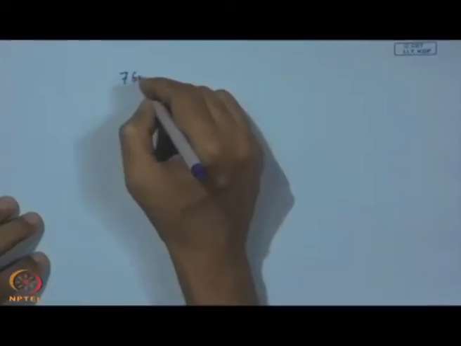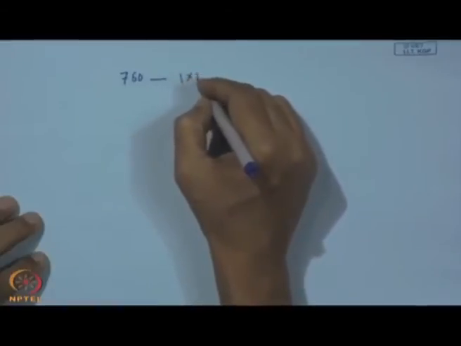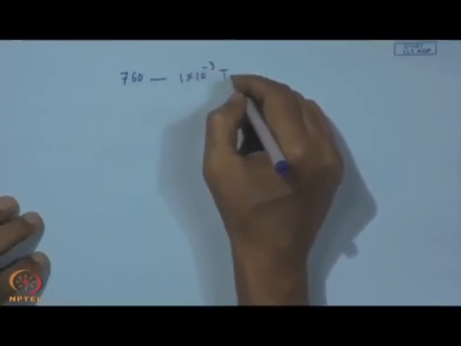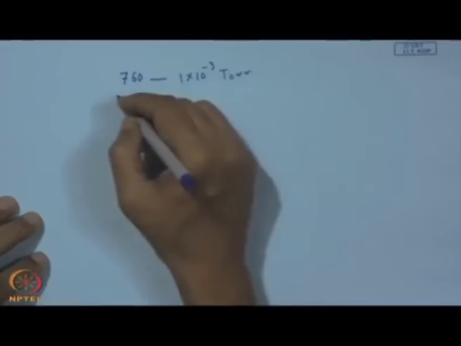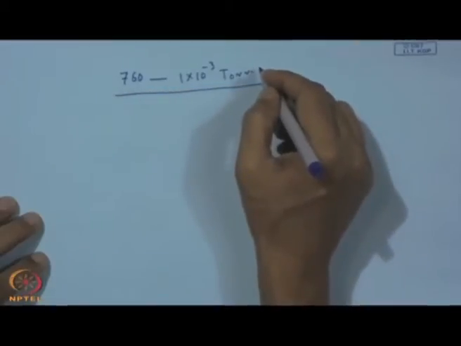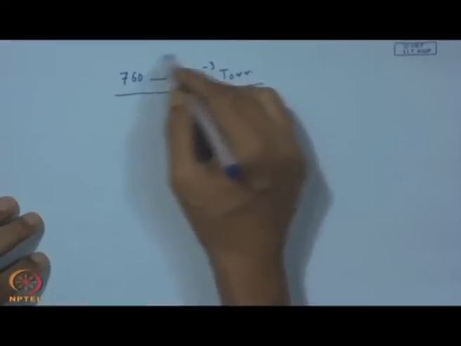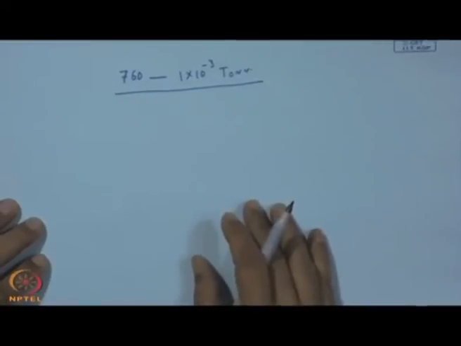These are mostly recommended for achieving a low vacuum, not a very high vacuum, say well within 1 into 10 to the power minus 3 torr. So from 760 to 1 into 10 to the power minus 3 torr, it is mostly the mechanical pumps which are engaged in this range.